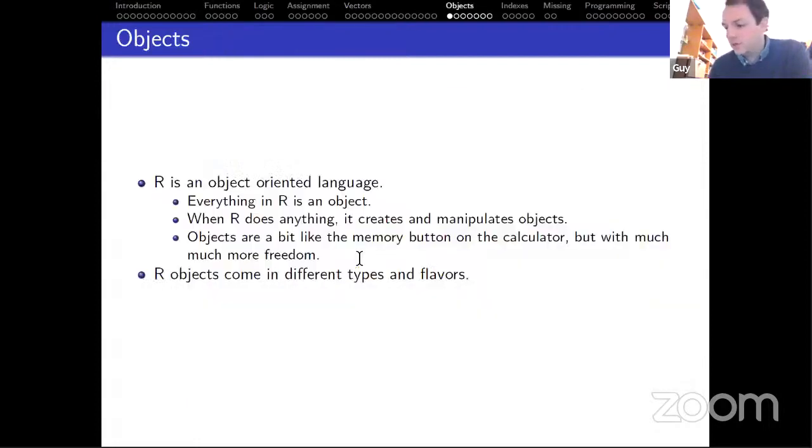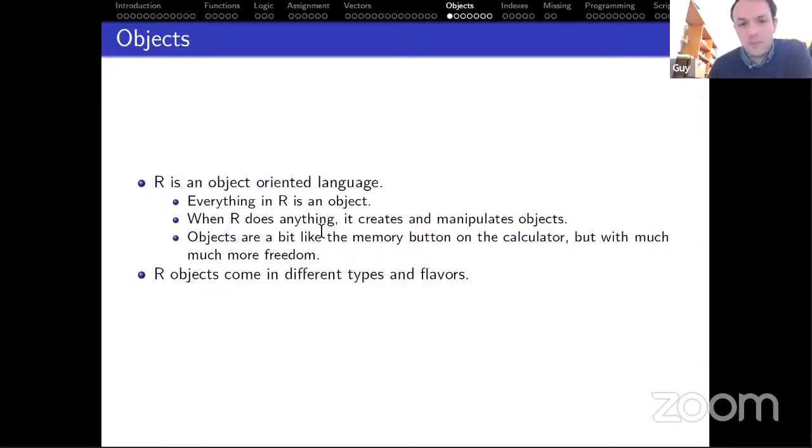Okay, so a little word about objects. R is an object-oriented language. Maybe we hinted at that before, but everything in R is an object. Everything that we do, everything that it creates, everything that we manipulate is an object in R. A good way to think about objects is like a little bit of memory, like you might have had a memory button on your calculator, but we have a lot more freedom with objects.